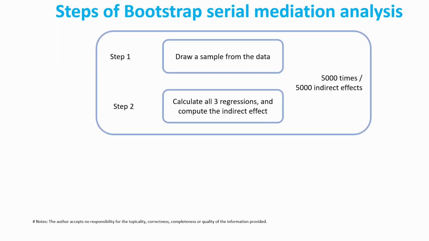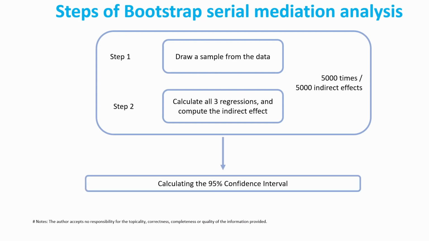It means that you draw 5,000 samples, and each sample gets one indirect effect, so you get 5,000 indirect effects. From these 5,000 indirect effects, you can calculate the 95% confidence interval. That's the basic theory of how to do serial mediation analysis.